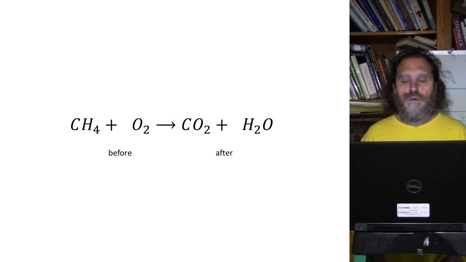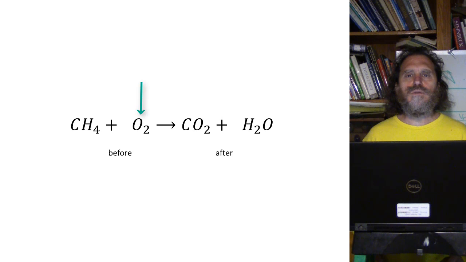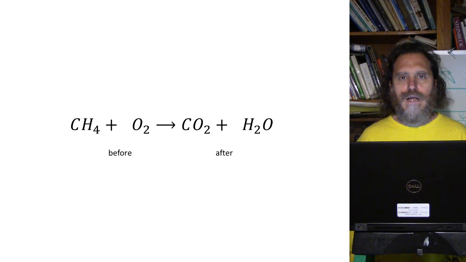Now, one of the things you might notice is that there's more oxygen atoms in the after picture of this chemical reaction than in the before picture. See, there's 2 oxygen atoms on the carbon dioxide molecule and 1 on the 1 water molecule. But over here there's just 2 oxygen atoms, right? Because there's 1 oxygen molecule which contains 2 atoms. And so this isn't really a complete chemical equation. You have to balance it.